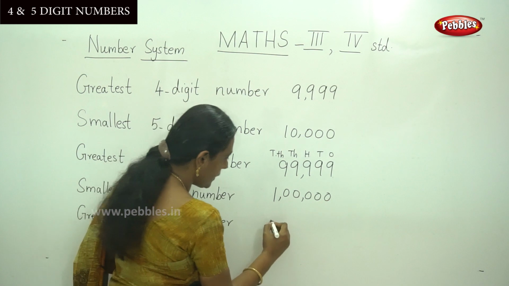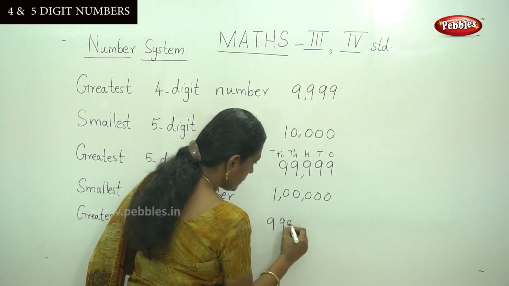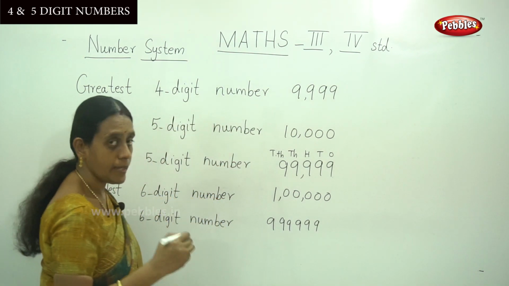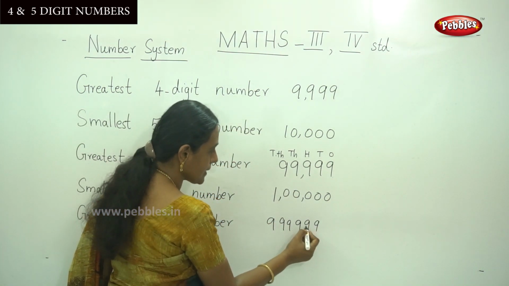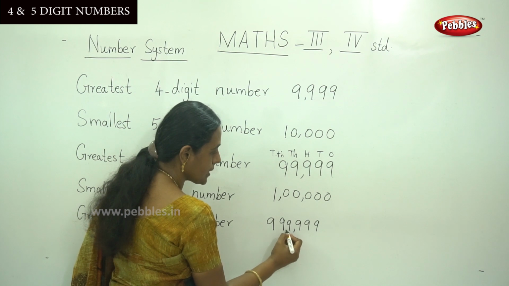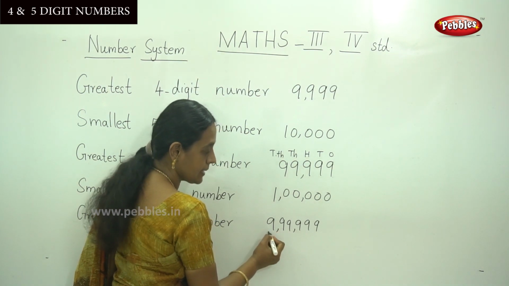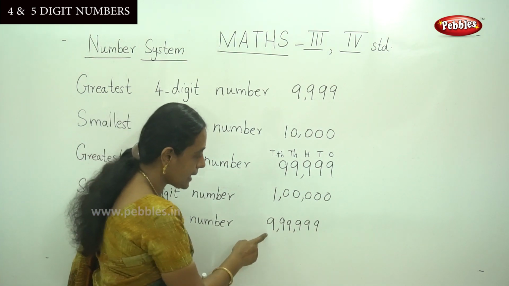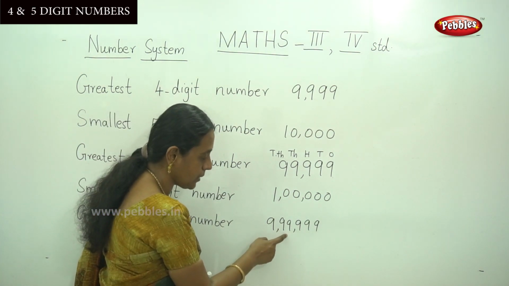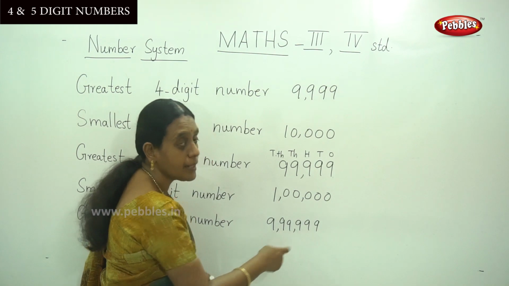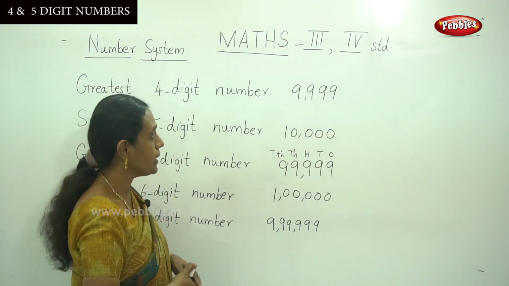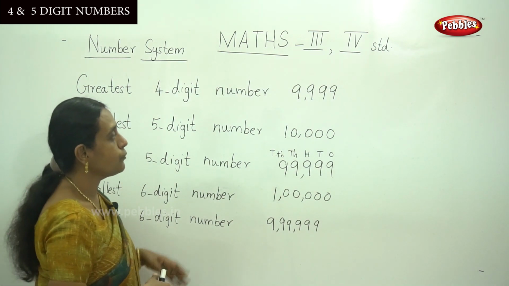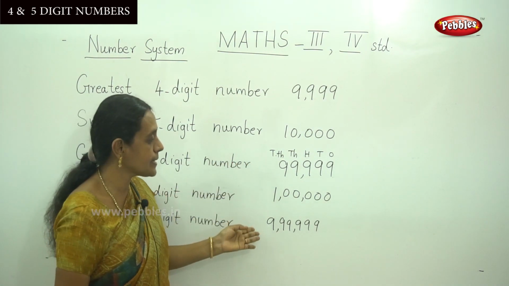Similarly, how to write: put six 9s and make a comma here, ones, tens, 100, comma, 1000, 10,000, comma, and this is the lakh period. How to read this? 9,99,999. So this is the formation of 4-digit, 5-digit and 6-digit numbers.